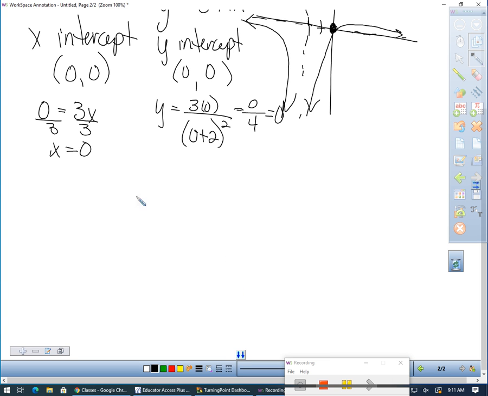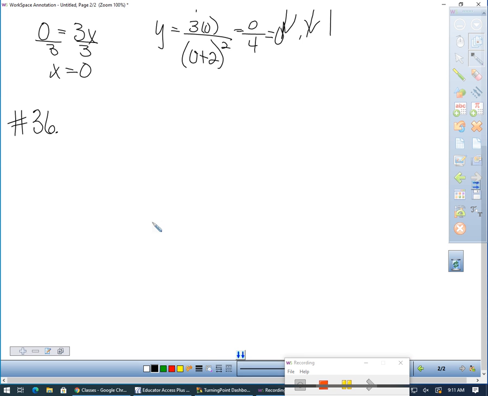Number 36. On number 36, they were asking you to look at the graph given and find the vertical asymptotes. You have vertical asymptotes at x equals, and again, remember vertical asymptotes have to be written as x equals because they're vertical lines. We have x equals -3, and also looking at the graph, we have x equals +3. What about a horizontal asymptote? Where is the graph approaching? It approaches the x-axis, which is y equals 0.